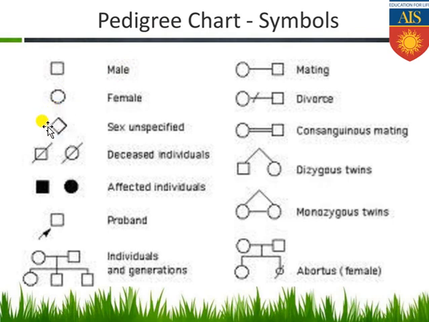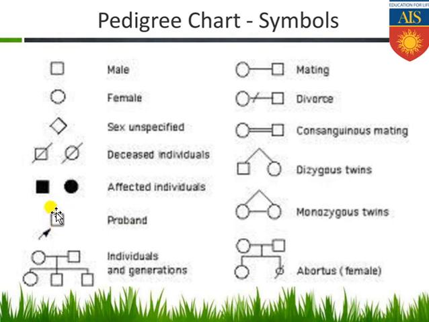If you see this kite-shaped symbol, it means sex unspecified. That means the individual is unaffected, but the sex is unspecified. These individuals, if you can see, are deceased individuals, meaning they have died. If you see a blackened or darkened box or circle, these are affected individuals. They have that specific trait or a specific type of disease.